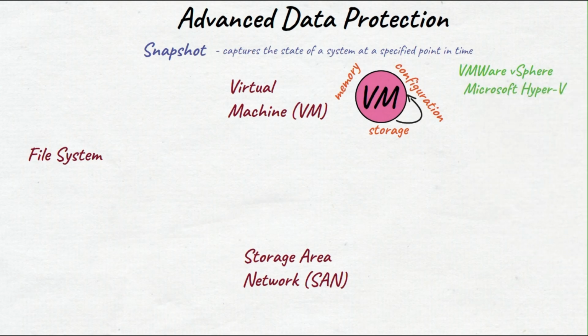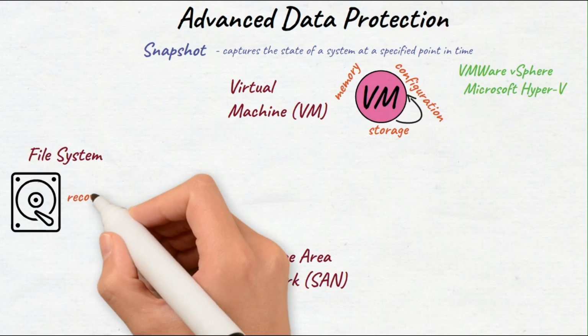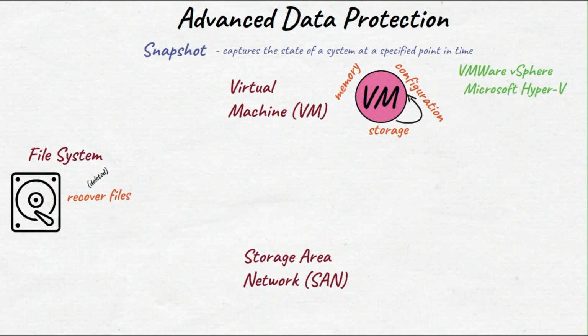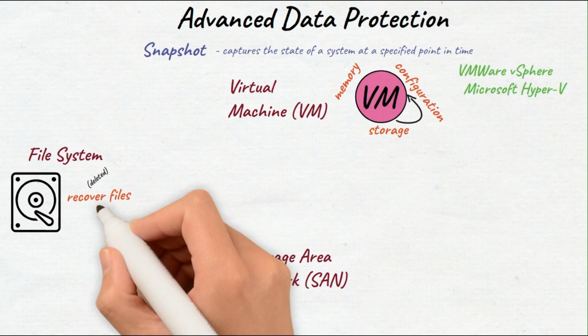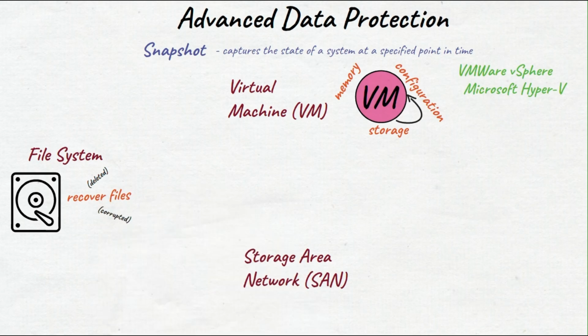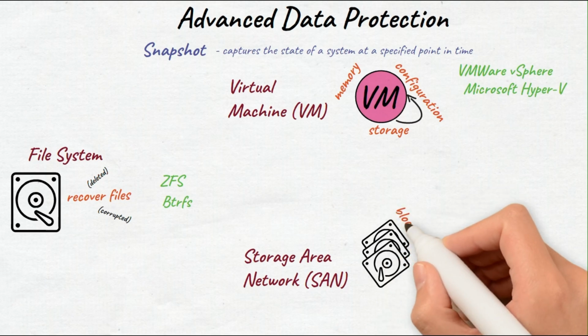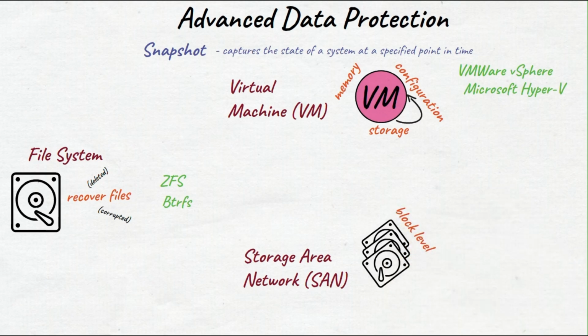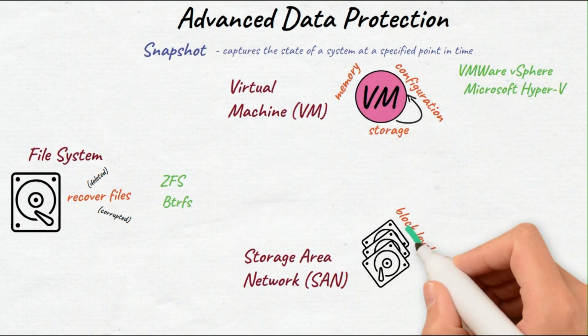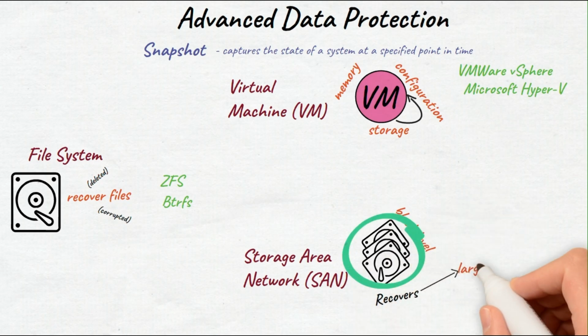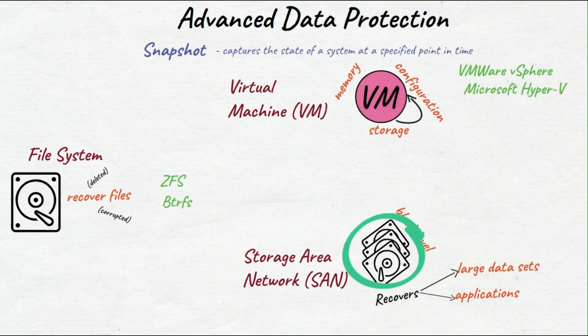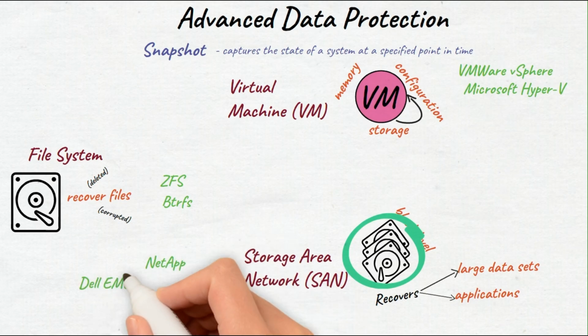A file system snapshot captures the state of a file system at a given moment, enabling users to recover accidentally deleted files or to restore previous versions of files in the case of data corruption. Examples include ZFS and BTRFS. A SAN snapshot is taken at the block-level storage layer within a storage area network. It captures a state of the entire storage volume, allowing for rapid recovery of large data sets and applications. Examples include NetApp and Dell EMC storage systems.